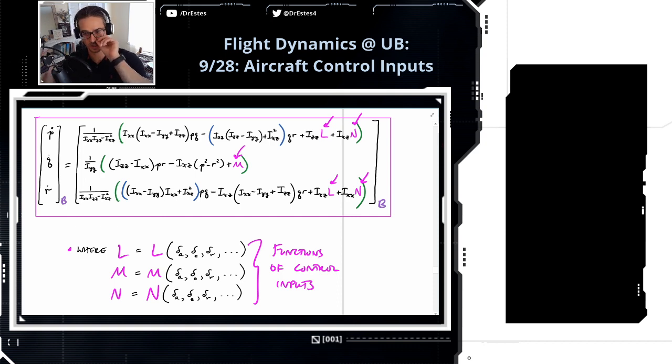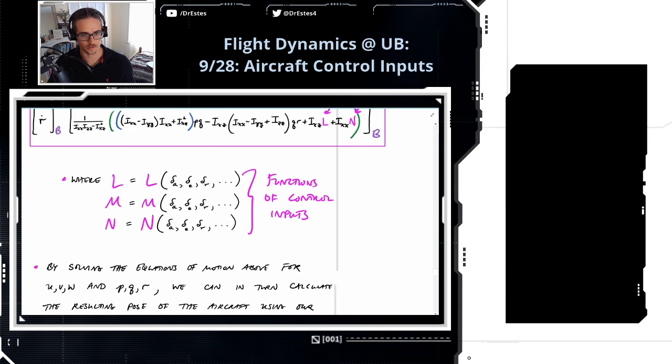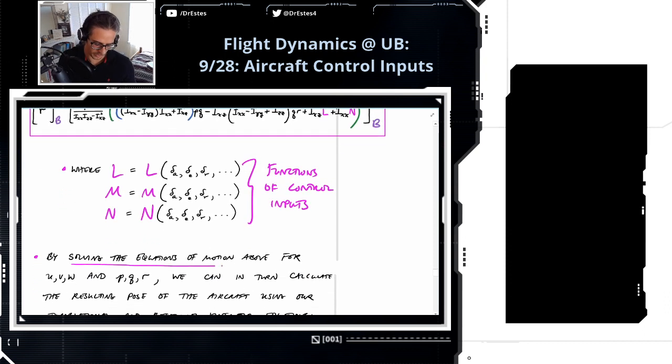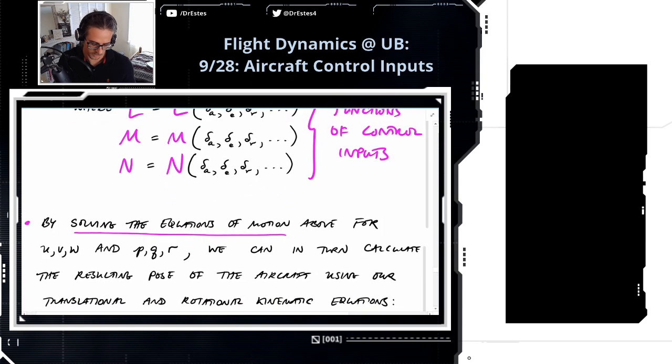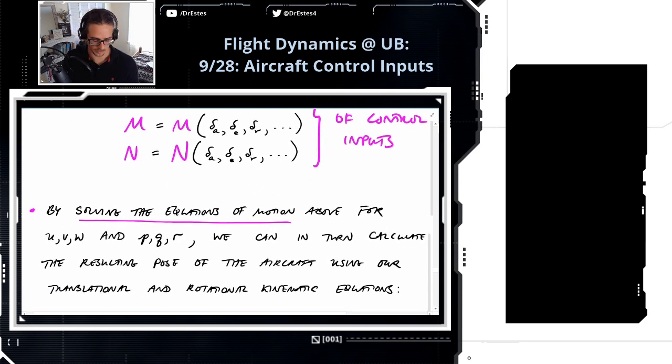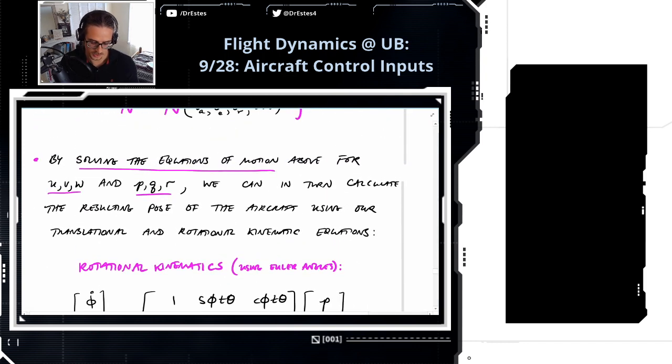Our elevator deflection, etc. Okay, now we're going to go even further, because by solving the equations of motion above, what do we solve these equations for? We get u, v, w, p, q, r, so velocity and angular velocity. We can, in turn, calculate the resulting pose of the aircraft using our kinematics equations.